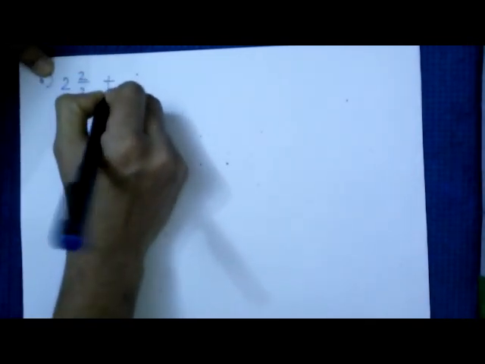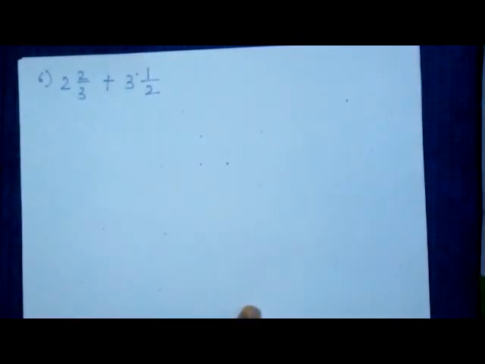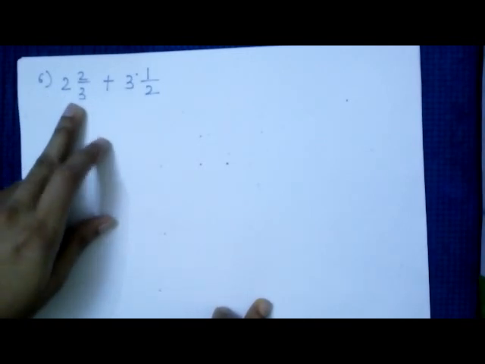So the sixth question is 2 and 2 upon 3 plus 3 and 1 upon 2. This is our sixth question. Now as you can see, both are mixed fractions. Here this is a mixed fraction and this is also a mixed fraction. So first of all, we need to convert the mixed fractions to improper fractions, which we have seen how to do in the first video.